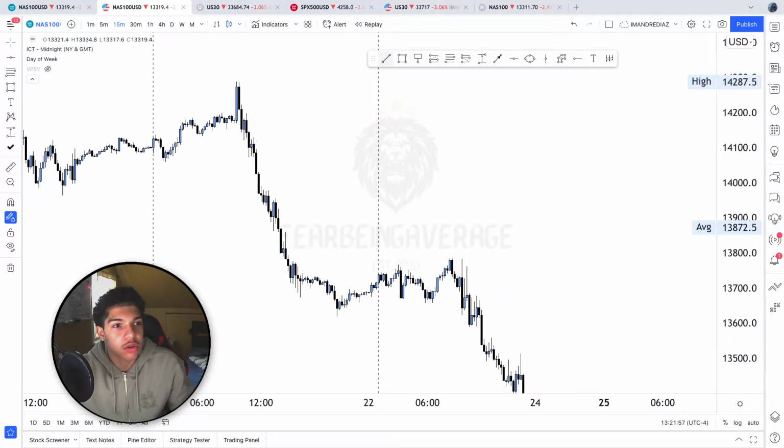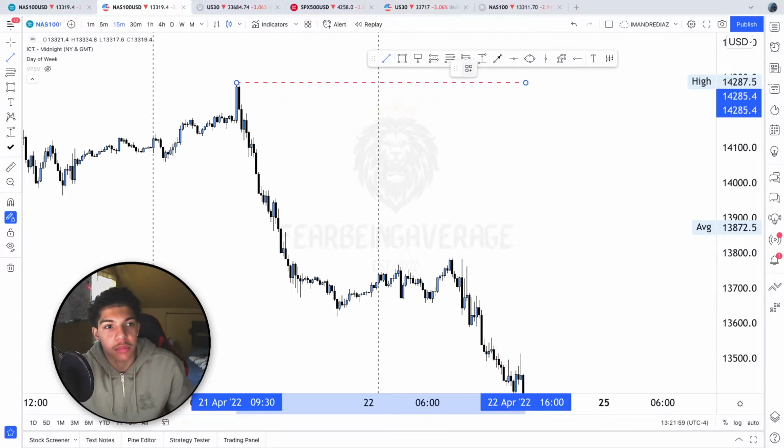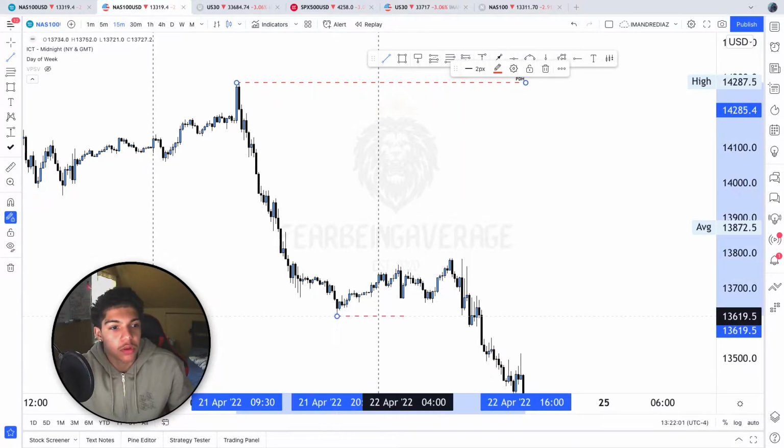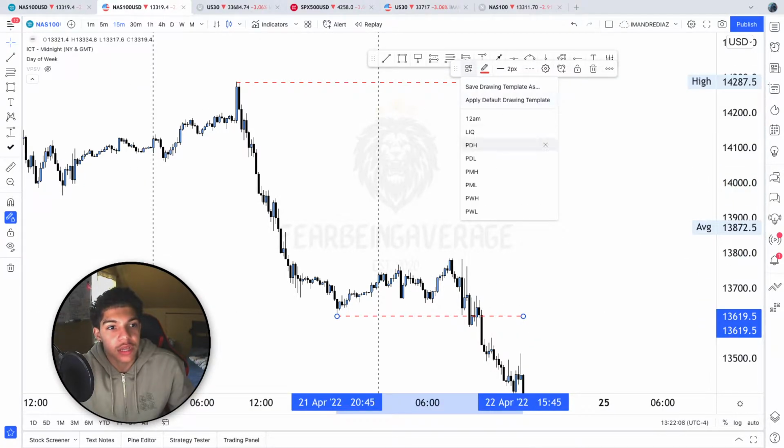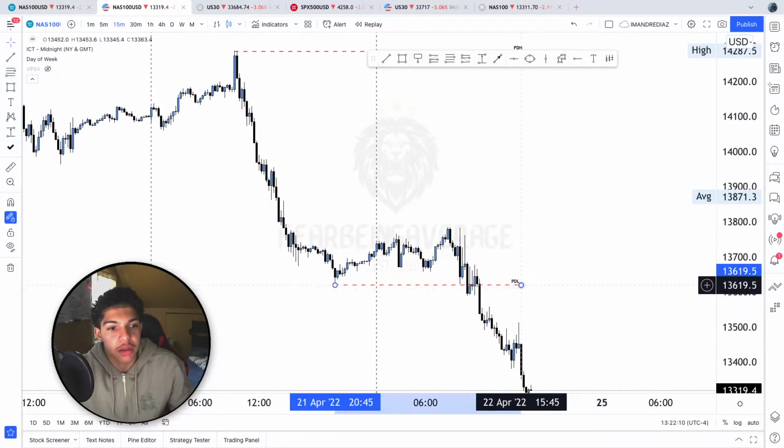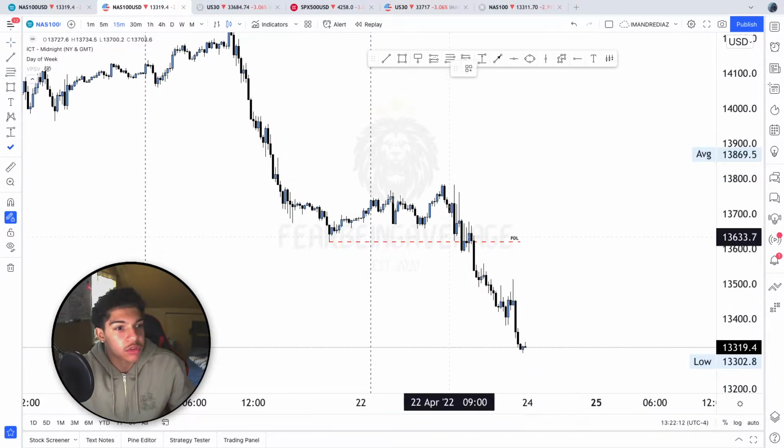So the first thing we're going to do is mark up the previous day's high and the previous day's low. So boom and boom. As you can see, the previous day's low did get ran through, and the previous day's high did not. So what does that mean for me? It just overall tells me that yesterday was an overall bearish day.